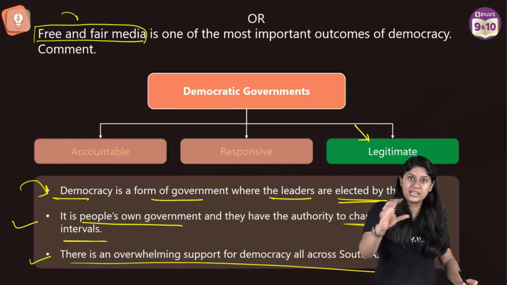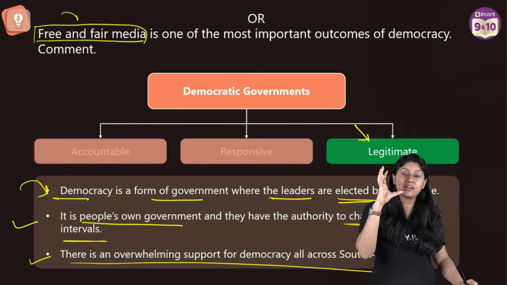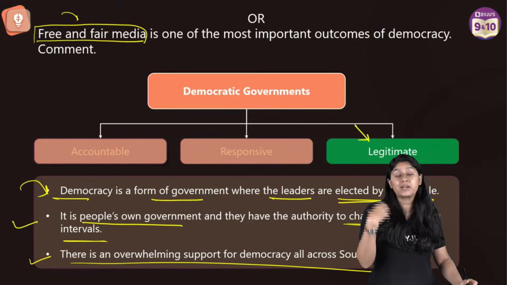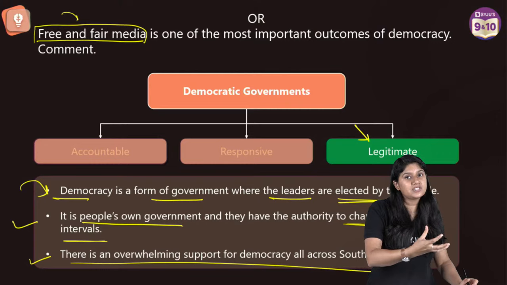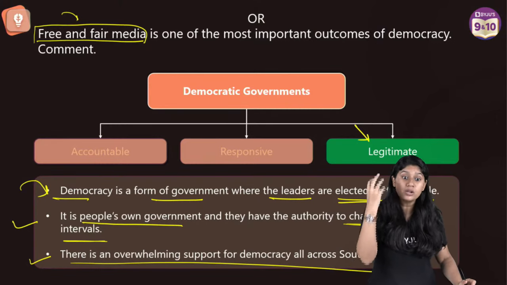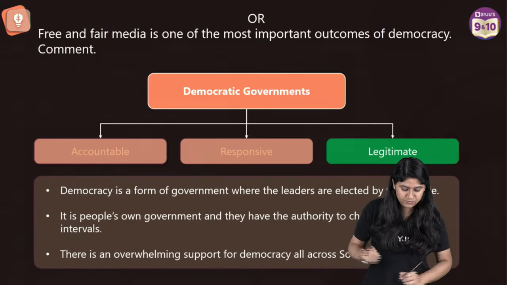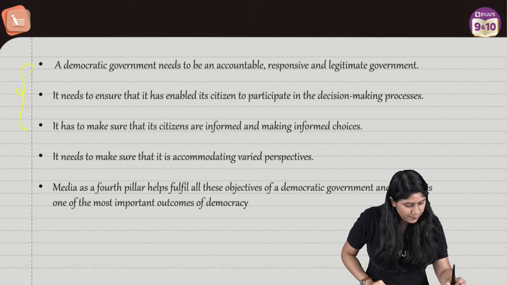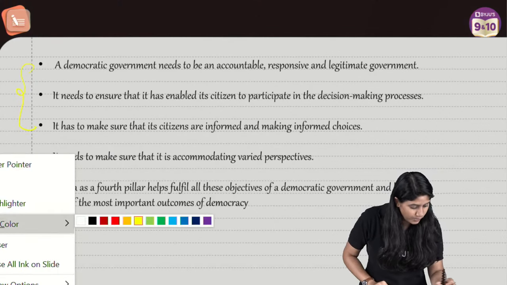If we have a free and fair media, they'll be able to give a correct picture to the people, and people will become aware about which party is good and which party is not good. They'll be able to pick the correct choices. So here we have the answer, everyone. Three points are there and this is what you can write over here.